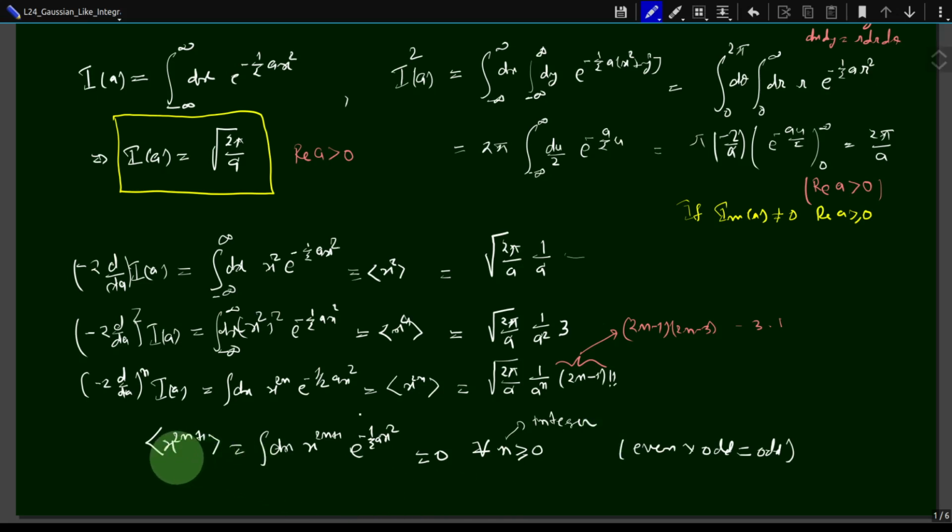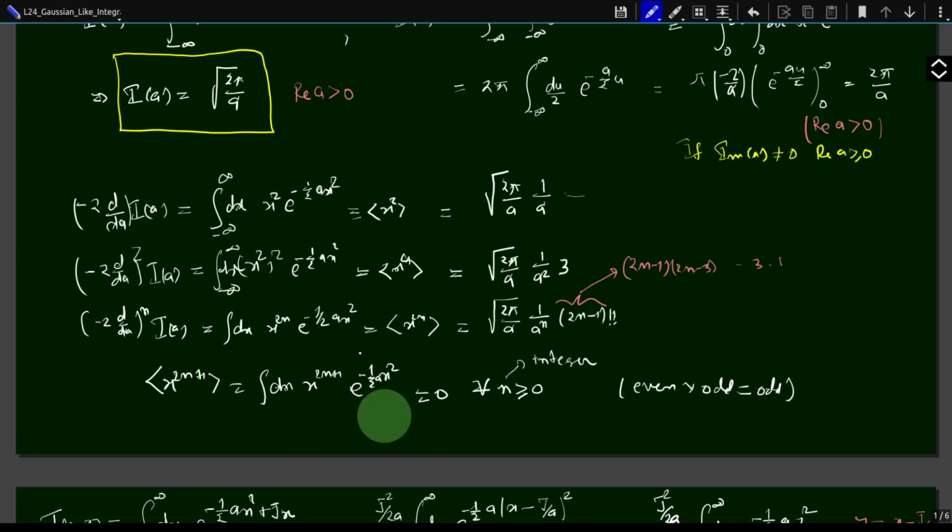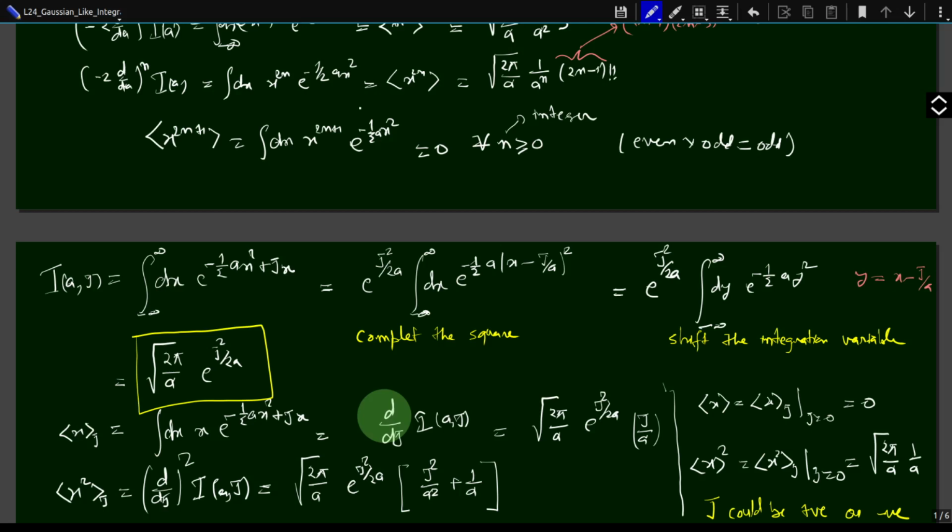And clearly, if I take the expectation value of any odd power of x, that will be 0, because the odd power of x, going from x to minus x, is odd, while this exponential factor is even, so the overall integrand is odd, and since the limit is symmetric, this will be 0 for all values of n, where the expectation value of x to the power 2n plus 1 will be 0. So that is to be expected from the symmetric distribution.